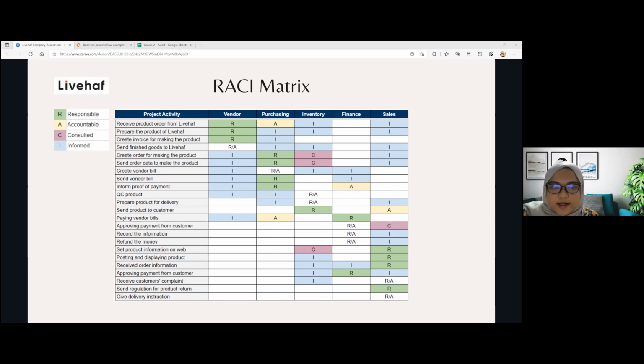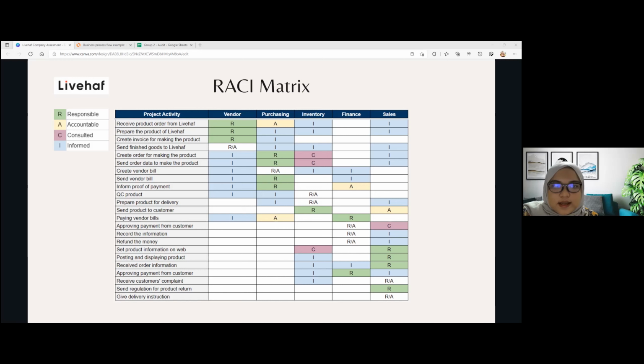Next is create vendor bill, and purchasing will be responsible and accountable. Vendor, inventory, and finance will be informed. And another activity is send vendor bill. So after creating it, purchasing will send the vendor bill. So purchasing will be responsible for this. Vendor and finance will be informed.